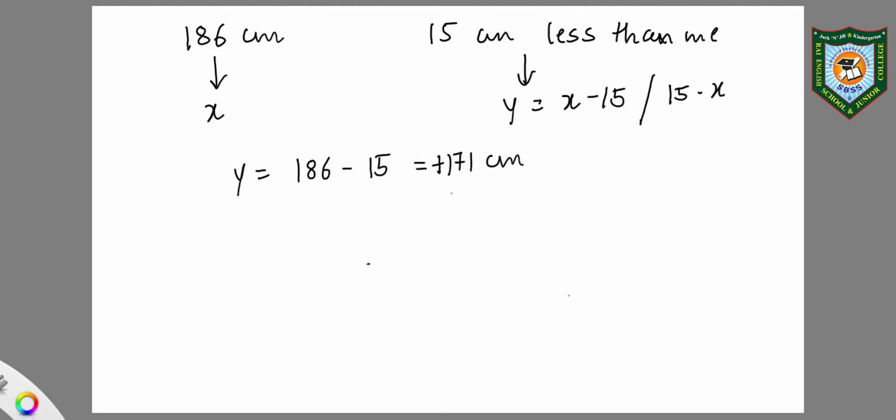Obviously this value is positive. Let's take the second definition or second value that we found. Let's try to solve this. So here we have y is equal to 15 minus x, but x is 186. So this becomes minus 171.